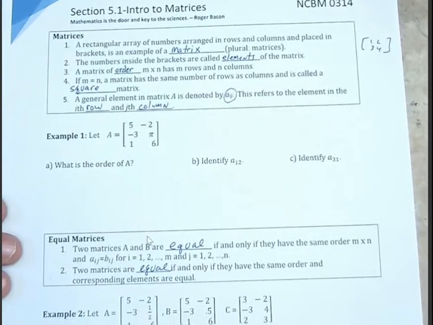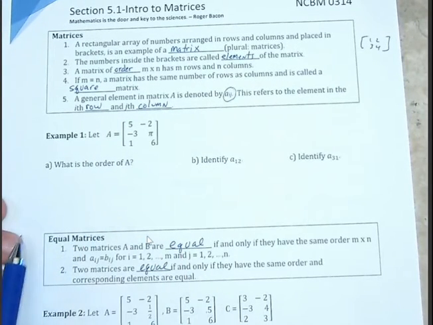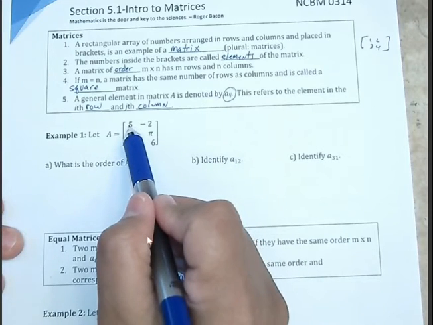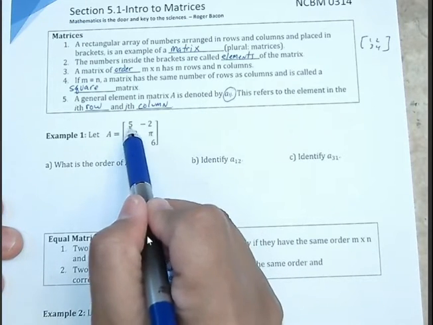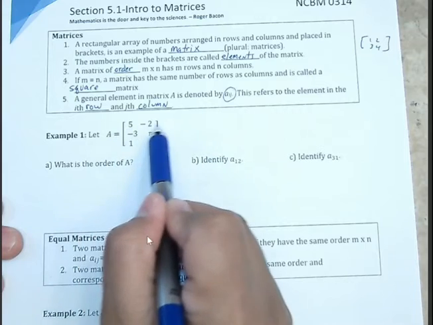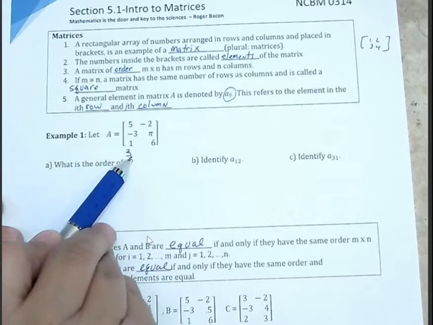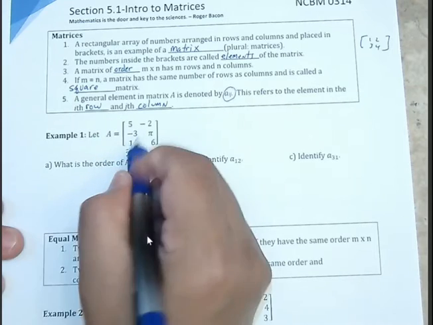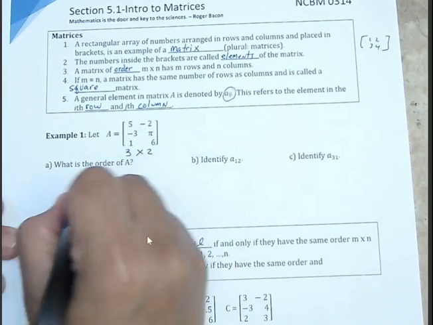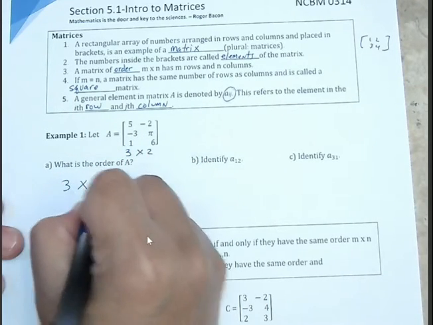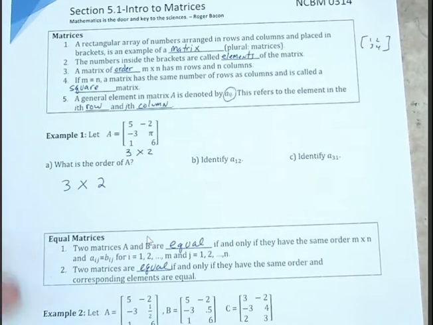So in example 1, we're given this matrix. And so to determine the order of the matrix, we check to see how many rows does it have. So the rows are going across. So we have 1, 2, 3. And how many columns are going down? So we have 1, 2. So we say that the order of the matrix is a 3 by 2 matrix.